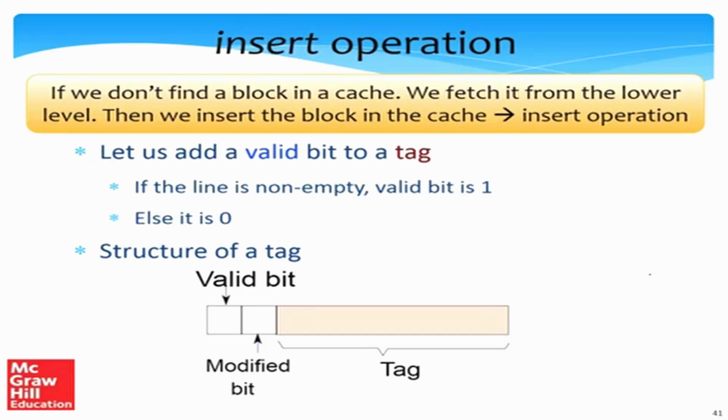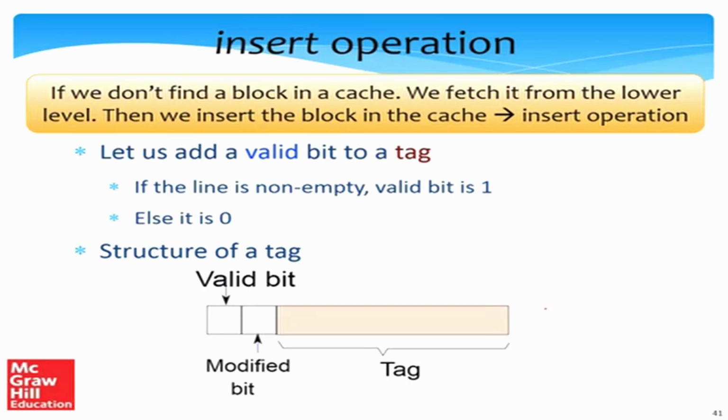Now let's take a look at the insert, replace, and evict operations. So if we don't find a block in a cache, we fetch it from the lower level. Then we insert the block in the cache with an insert operation. So let us add some new state. Let us add a valid bit to a tag. If the corresponding line in the data array is non-empty, which means there is some valid data, the valid bit is 1. Otherwise, it is 0.